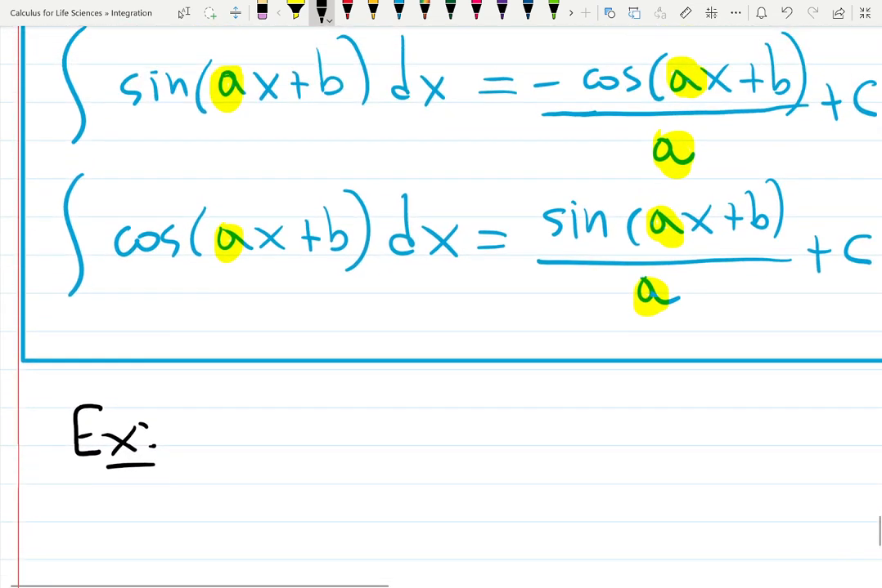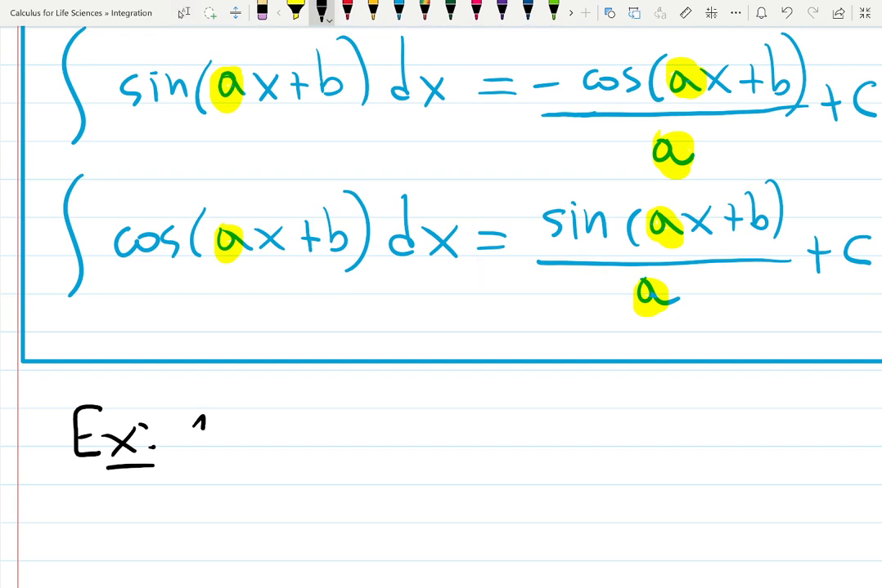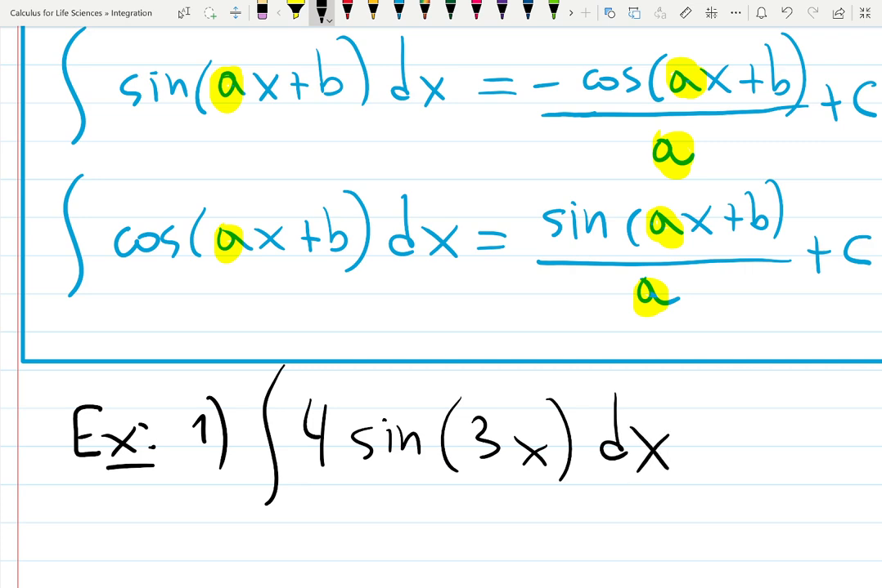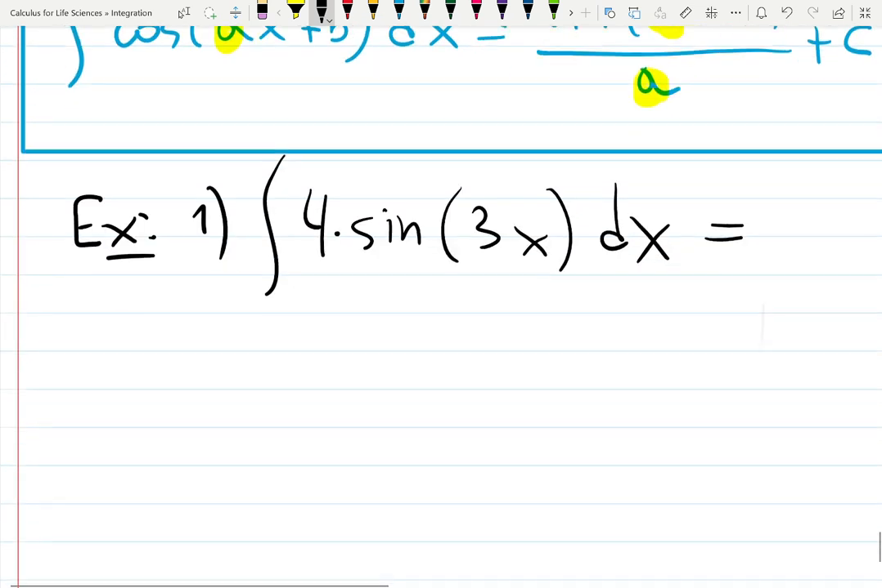If you actually pay attention, you can do it right away. For example, let's find the integral of 4 sine of 3x dx. Last time we learned, if there is a coefficient in front, you can kick it out or it just stays.